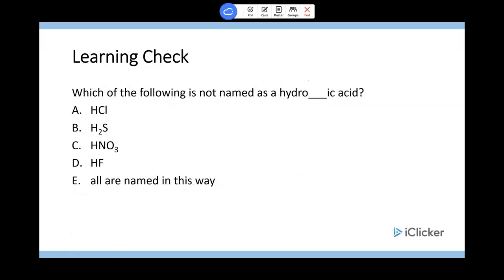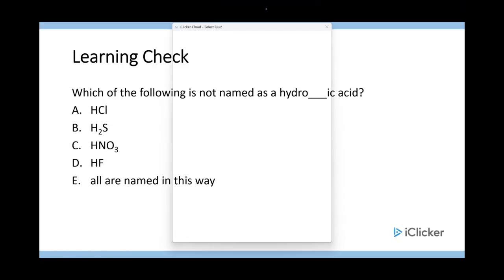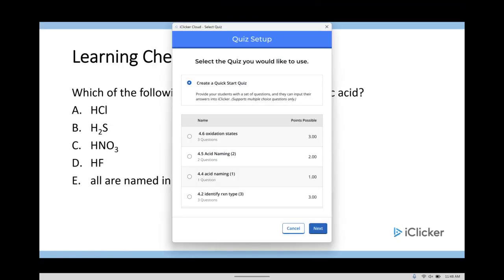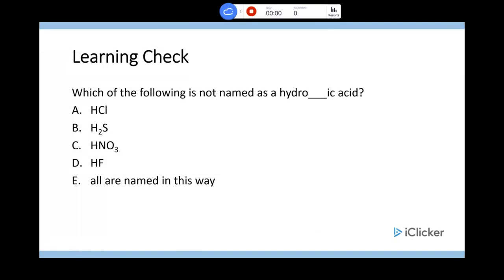I think the next is let's do this clicker. And you're just selecting the compound that does not follow that naming pattern, hydro something ic acid. And we're gonna do this one kind of quickly because I want to get to 2 more slides before we're done.